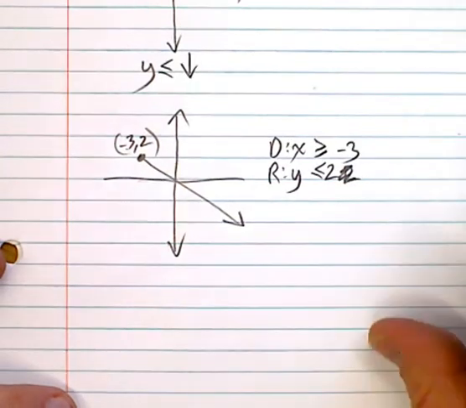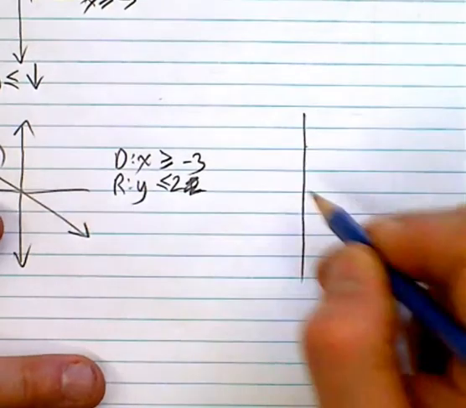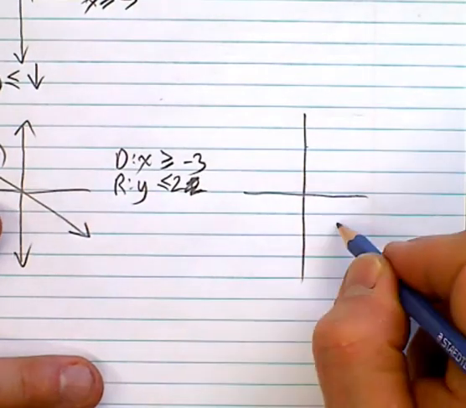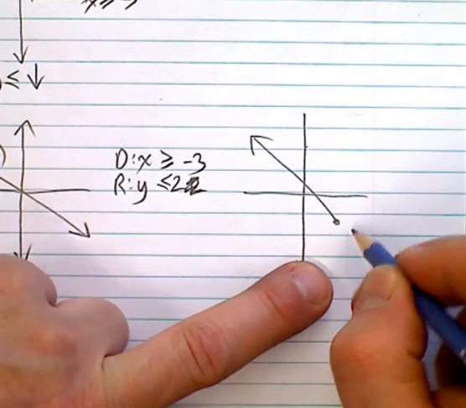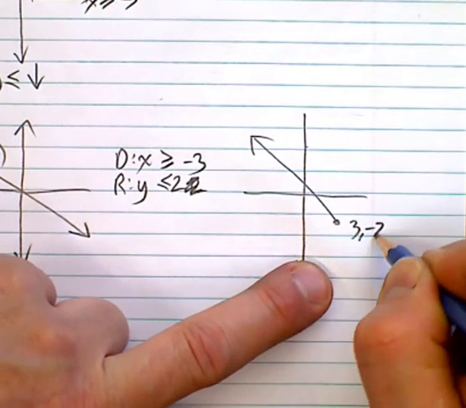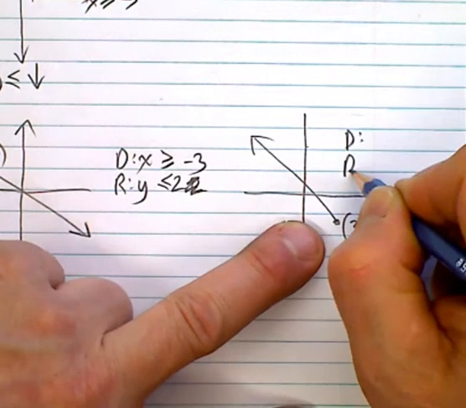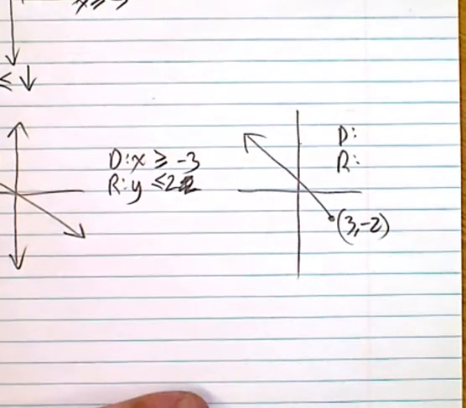Okay, if you want, I'll give you one more here quickly. Let's look at this right here, and let's go back. There you go. So this point right here, let's call it (3, -2). And let's identify the domain and range for that. Okay, so think about it for a second.